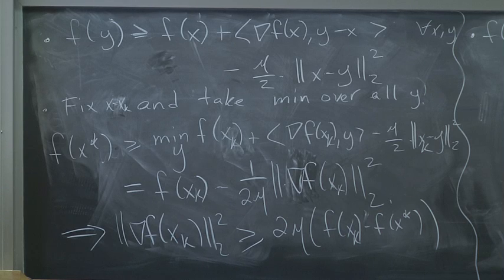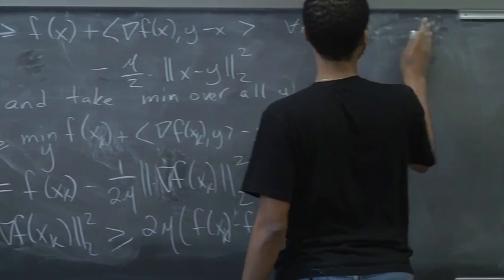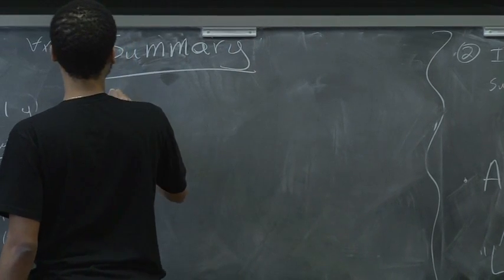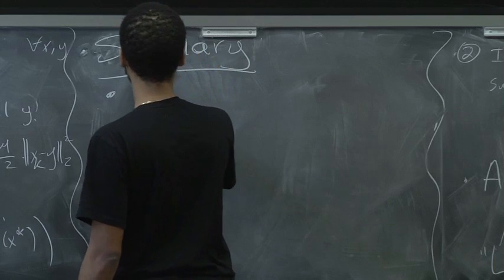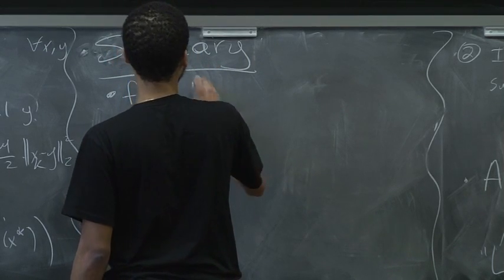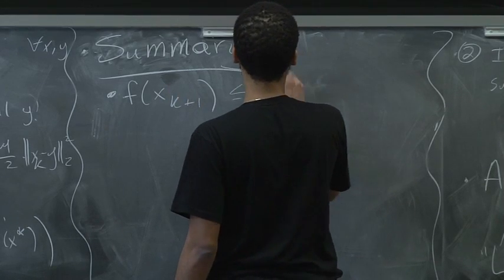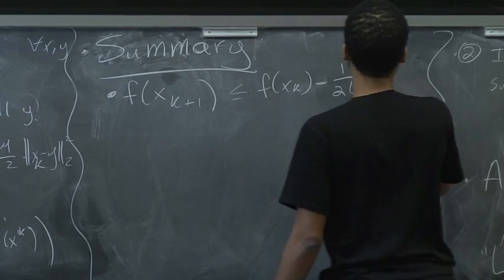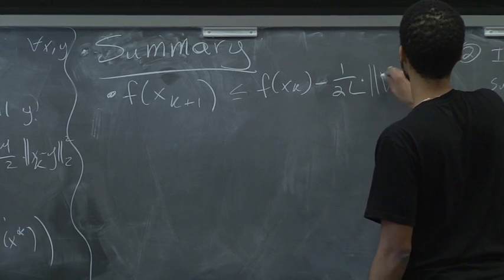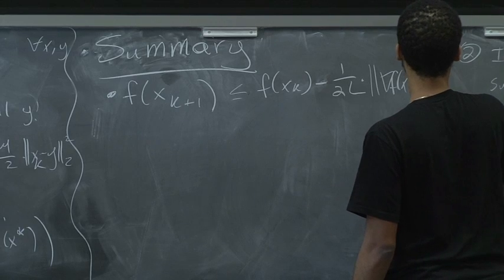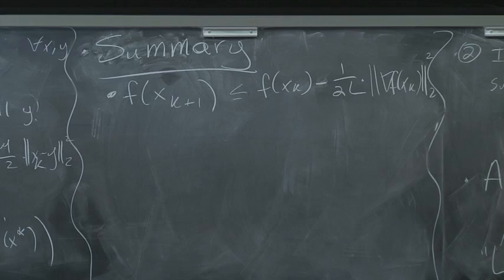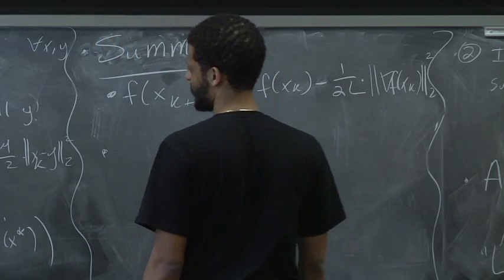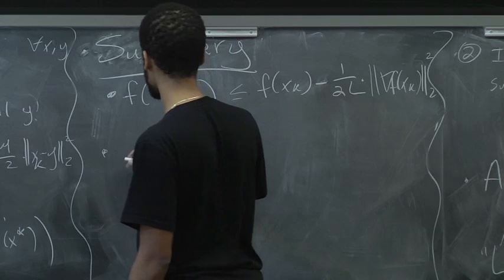So on the one hand, what do we know? So summary. We know from up there that f of xk plus 1 is at most f of xk minus 1 over 2L times the squared norm of the gradient. This is the gradient at xk. And we also know the gradient at xk is not too small.